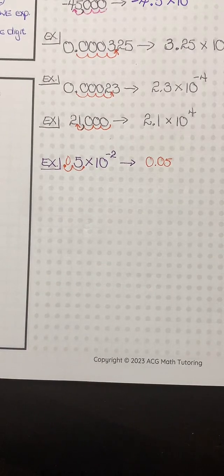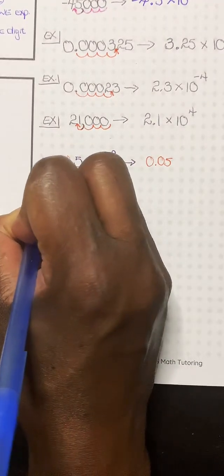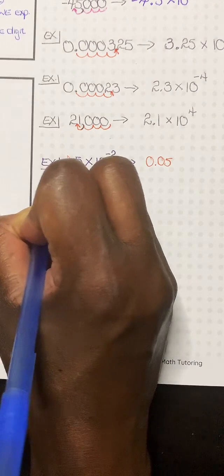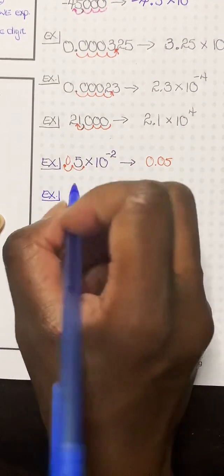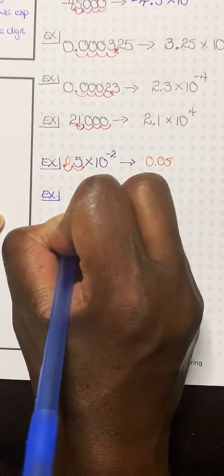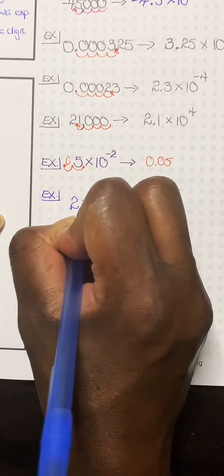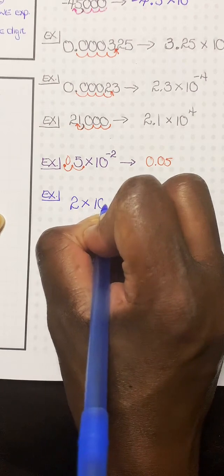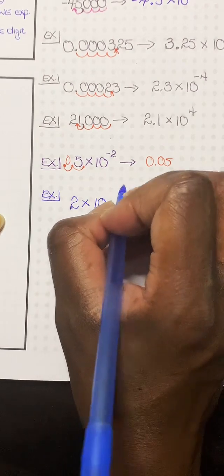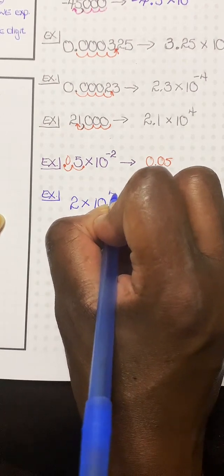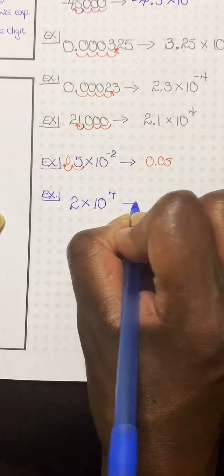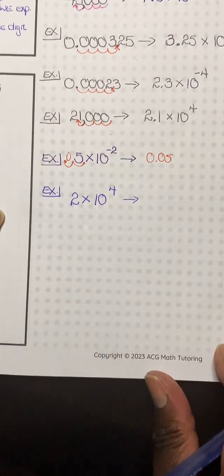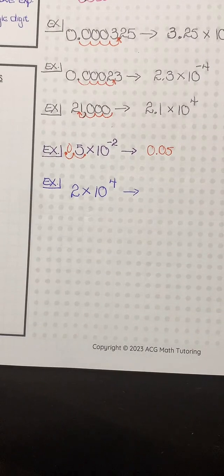Let's try. All right, we haven't done this one. Let's try this one. Okay, give that one a try.